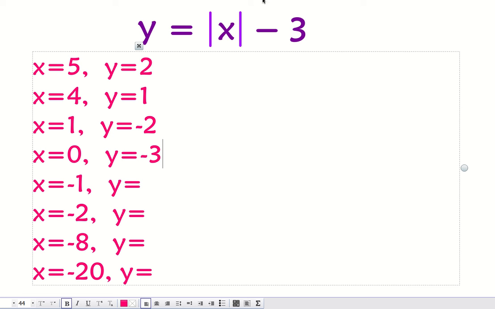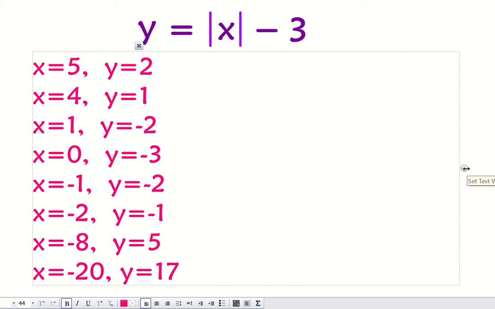Now here we go. If you plug in negative 1, the absolute value of negative 1 is going to be positive 1. And then you subtract 3, and you get negative 2. Right? So if you plug in negative 2 for x, the absolute value of that is 2, minus 3 is negative 1. If you plug in negative 8, absolute value is positive 8, and then minus 3 is 5. And then even this becomes a positive 20, minus 3 is 17. Okay?